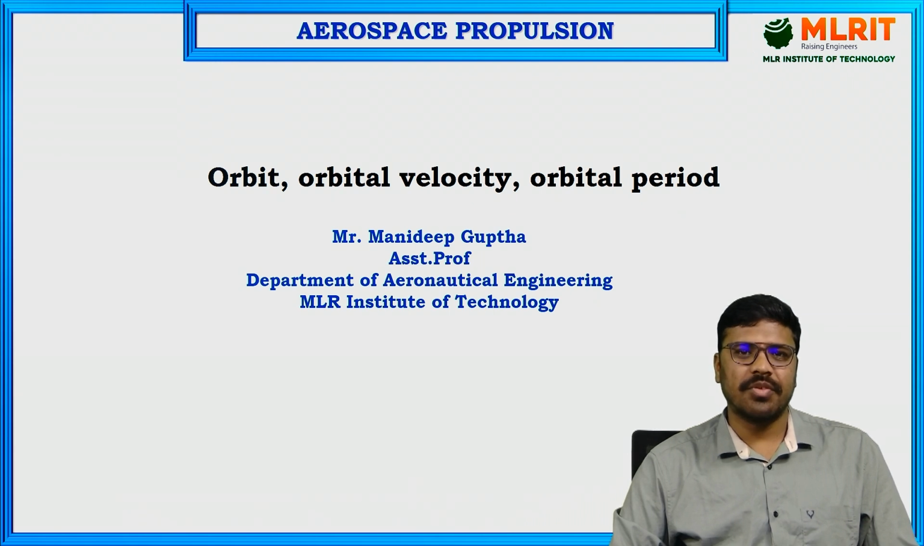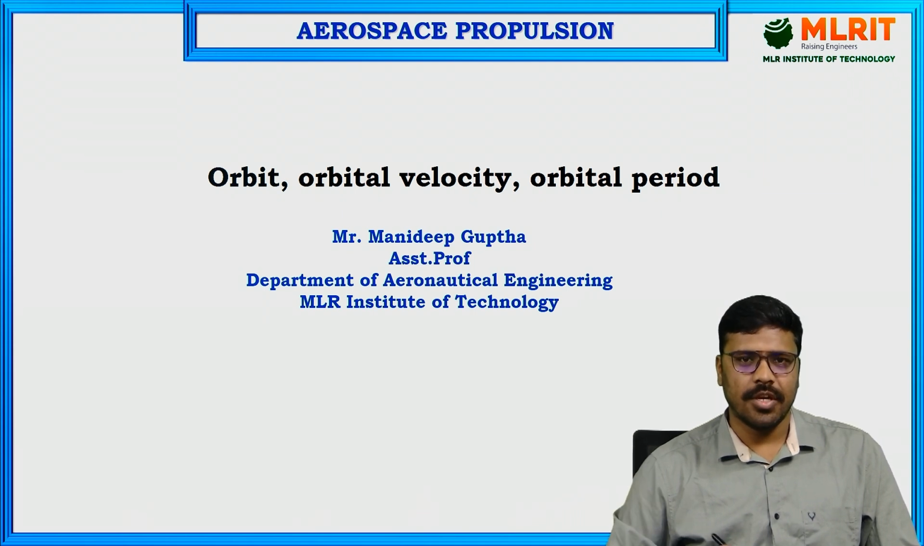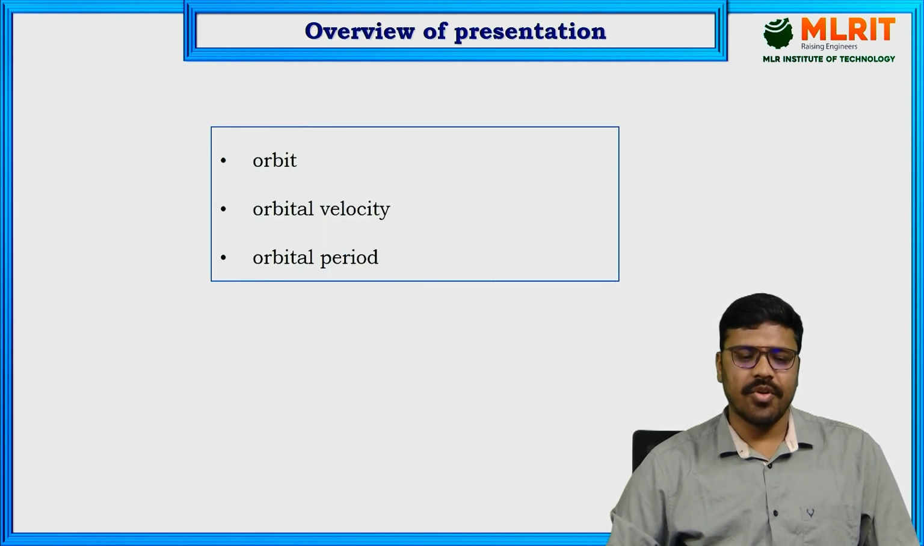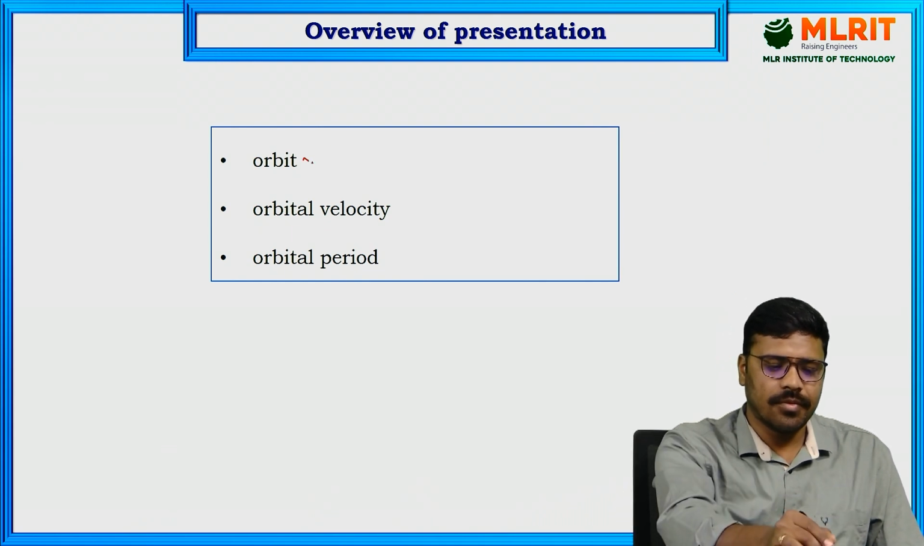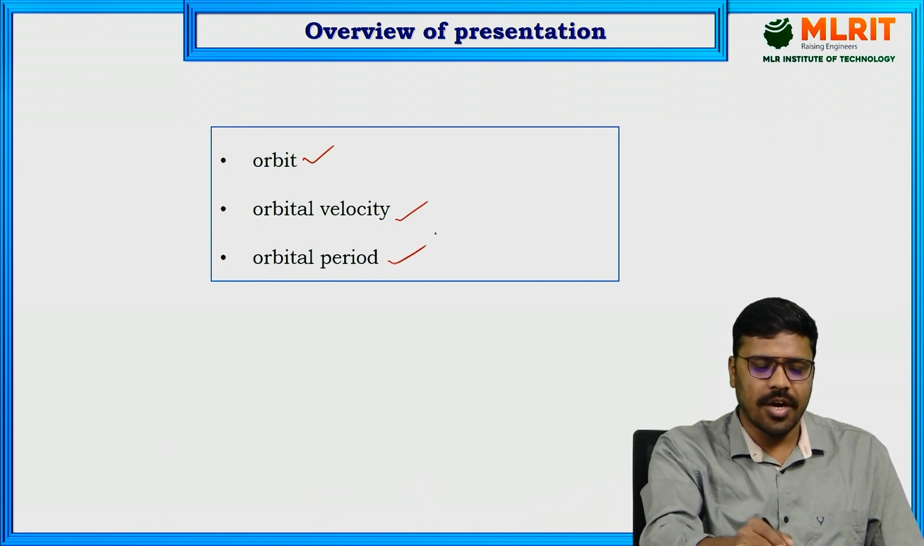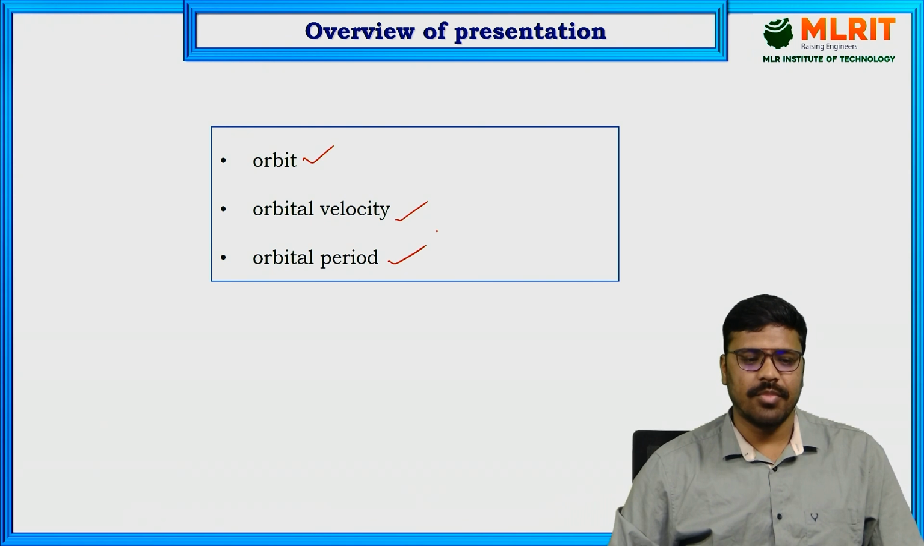So today the topic which we are going to discuss is orbit, orbital velocity, orbital period. Let us go into the overview of today's presentation. Today we are going to discuss about orbit, orbital velocity and orbital period, the basics regarding the motion of bodies in space.